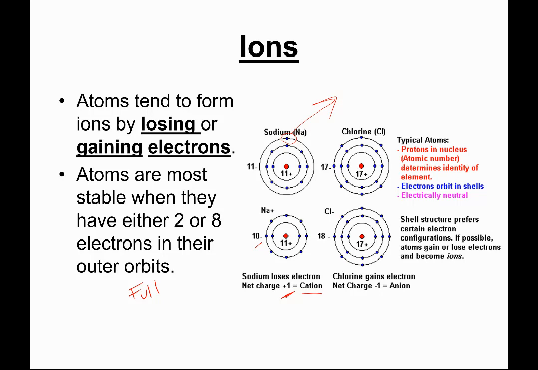Let's do the same thing with chlorine. Chlorine has 17 electrons normally, so 2 in the first orbit, 8 in the second orbit, 7 in the third orbit. So it's missing one in its outer orbit. What it likes to do to form a stable ion is gain an electron in its outer orbit. Then instead of 17 electrons, it has 18 electrons because we've added one. So chlorine gains an electron, and electrons are negative, so it has a -1 charge. Negative ions are called anions instead of cations. So that's how atoms form stable ions.